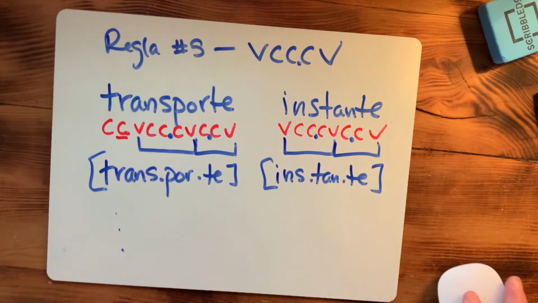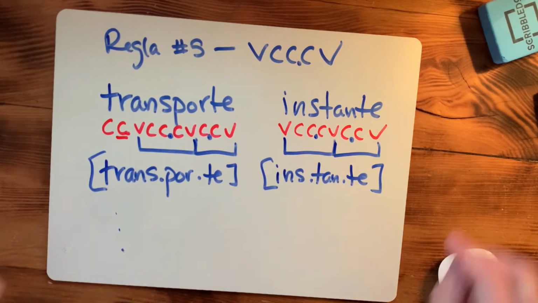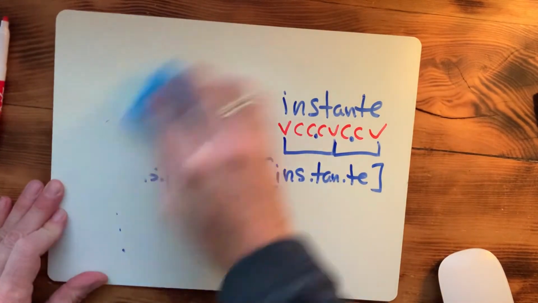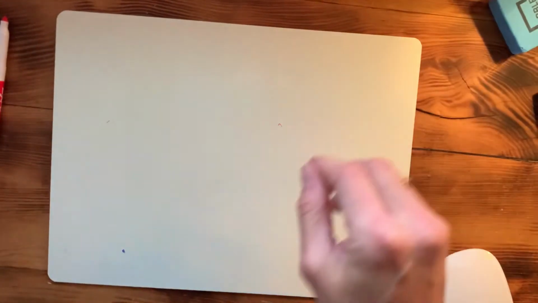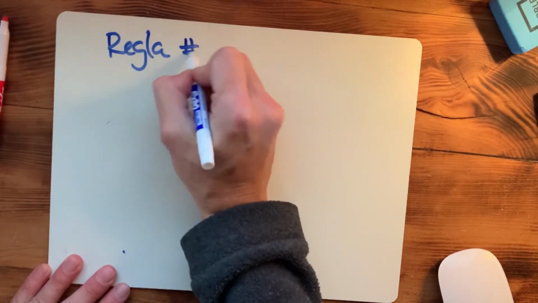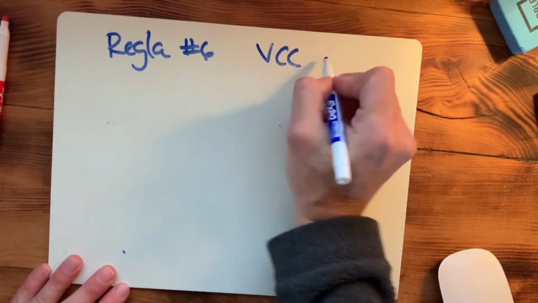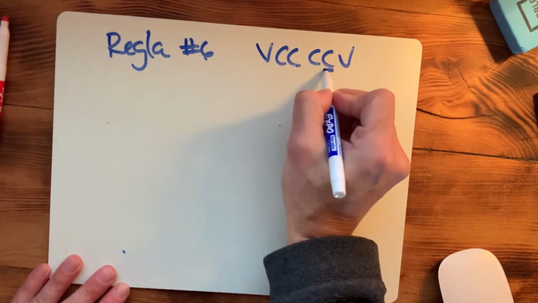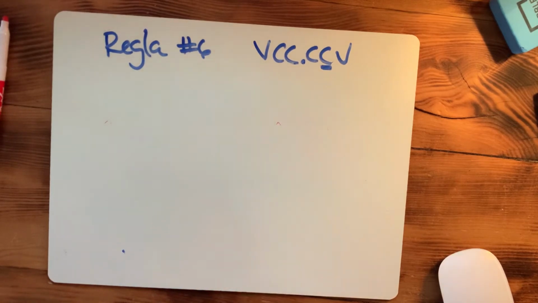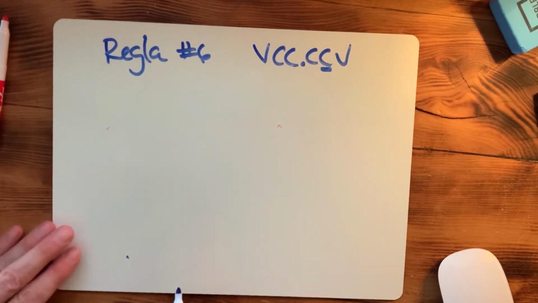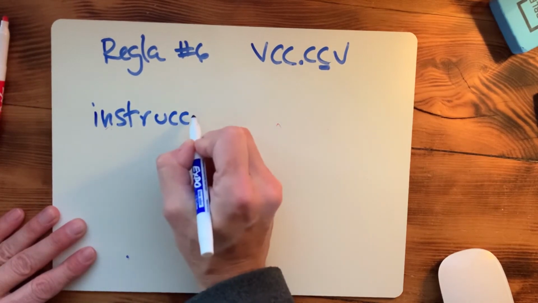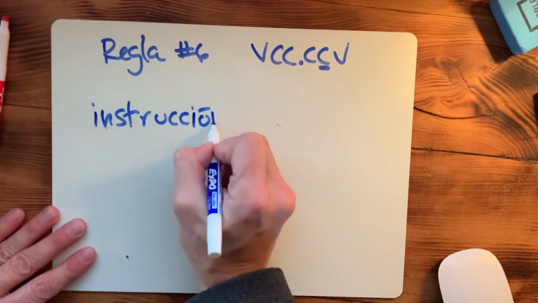And rule number 6 is one step more. It's when we have 4 consonants in a row. And that is the last one dealing with consonants. It's vowel, consonant, consonant, consonant, consonant, vowel. For 4 consonants, this is always going to be a cluster, and it's going to be divided between the two that way. My model that I have here is instrucciones. Oh, no, it's just instrucción.